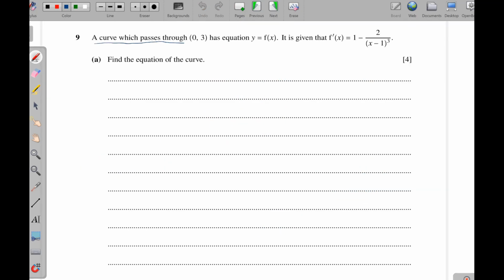Question 9. A curve which passes through 0 and 3 has the equation y is equal to f of x.